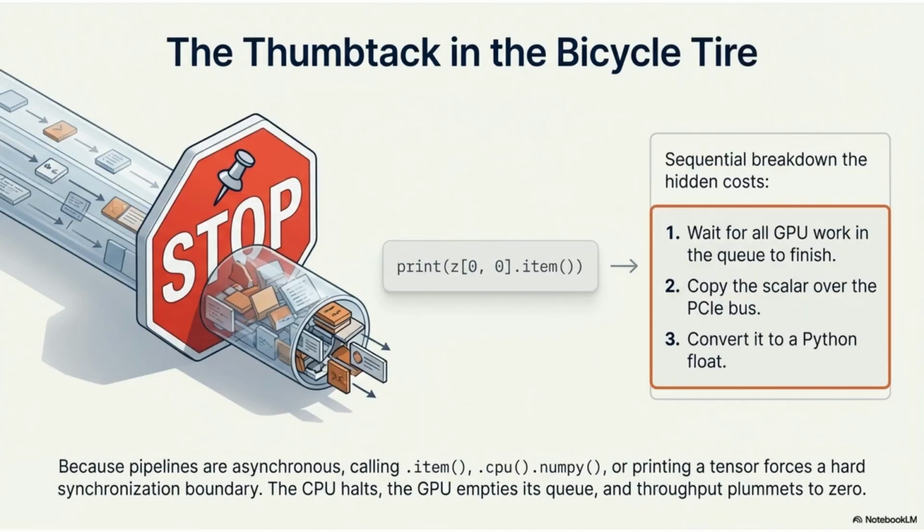Calling .item, .cpu, or .numpy on a tensor forces a hard synchronization boundary. This halts the CPU, empties the GPU's queue, and drastically reduces throughput as it waits for all queued GPU work to finish.